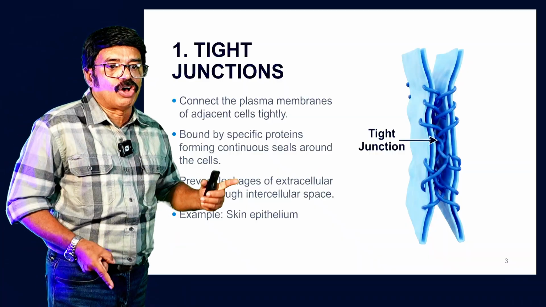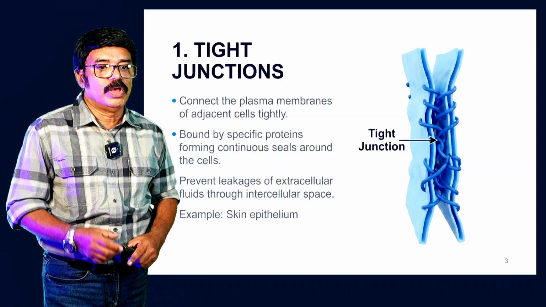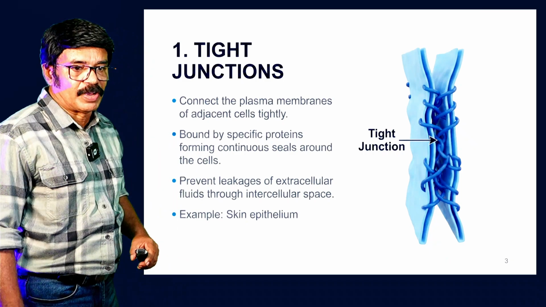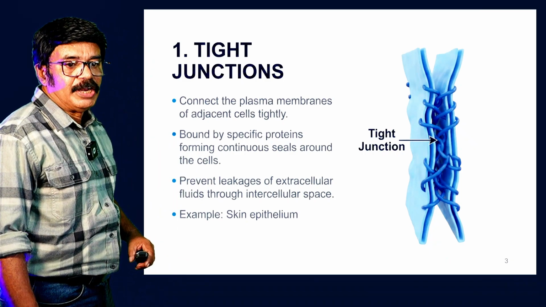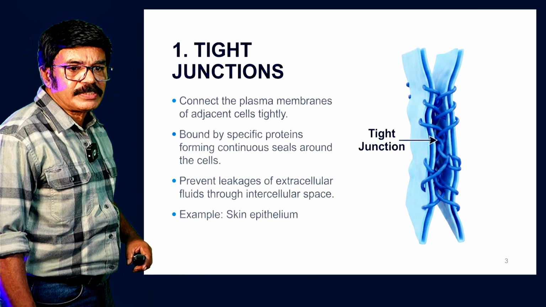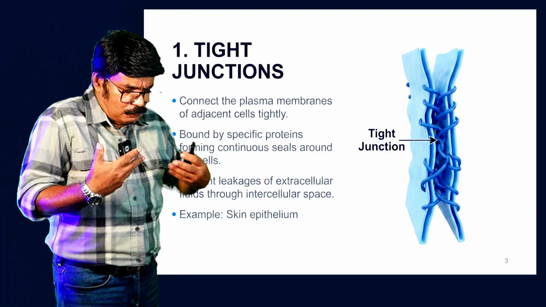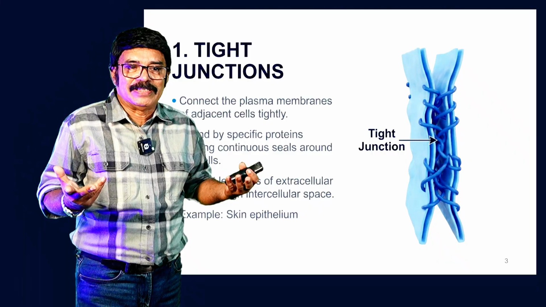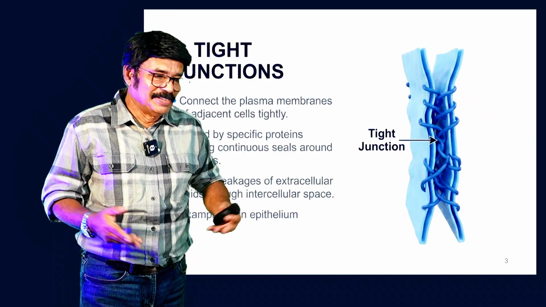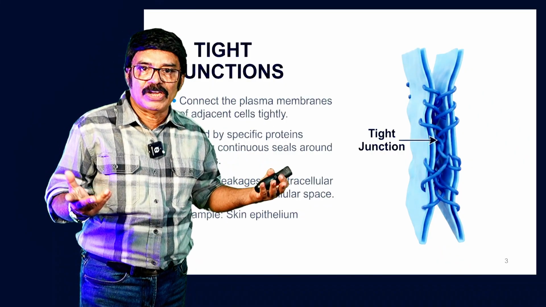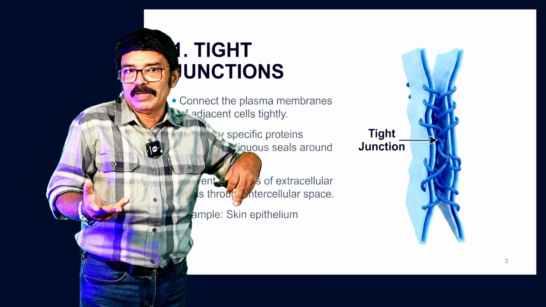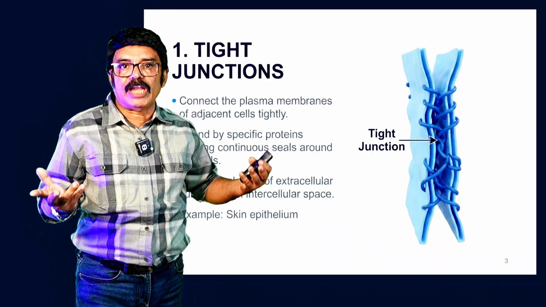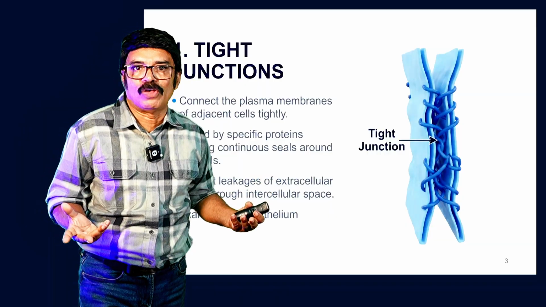Prevent leakage of extracellular fluids through intercellular space. Extracellular fluid: these cells secrete things. The cell gives out sort of watery things. So that is extracellular fluid. Intracellularly, you find cytoplasm, protoplasm, or whatever. But outside the cell, you find extracellular fluid.